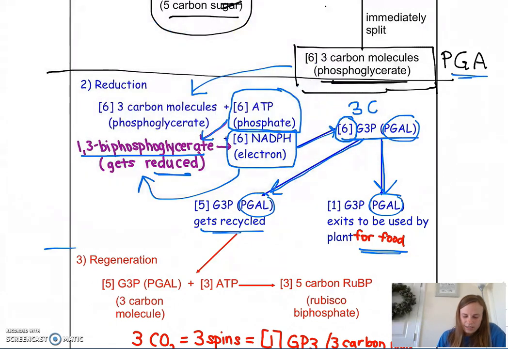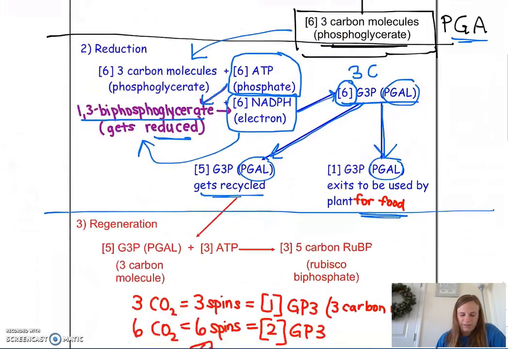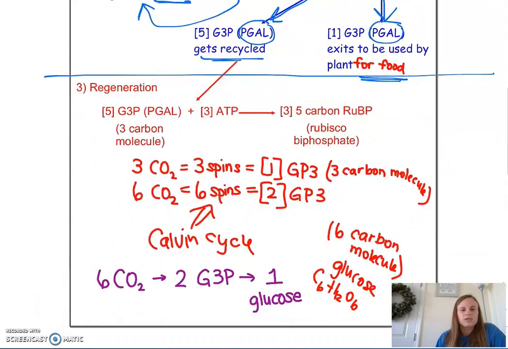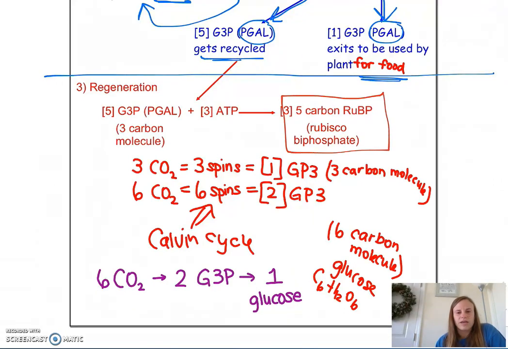So then this last phase of the Calvin cycle is regeneration. During regeneration, the whole point is to create ribulose bisphosphate so that it can once again accept another carbon dioxide and continue the cycle. So how does that occur? Well, I have my five three-carbon molecules, my first sugar that I made, which is G3P, also known as PGAL.